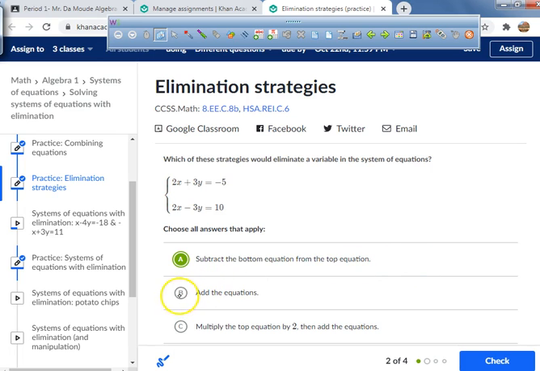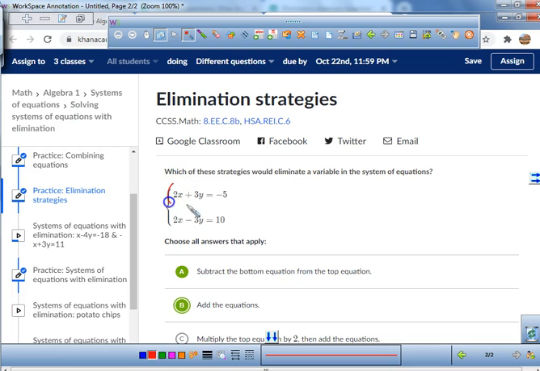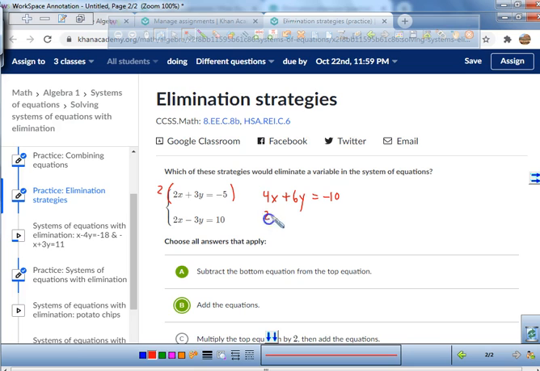I can add the equations. Could I multiply the top equation by 2, then add them? I don't know. Let me try. Ready? Let's multiply the top equation by 2. What do I get? 4x plus 6y equals -10. And underneath I have 2x minus 3y equals +10. If we add these together, if I multiply the top equation, you guys see what I did there? I distributed it to each one of those. If I add this together, I get 6x plus 3y equals 0.